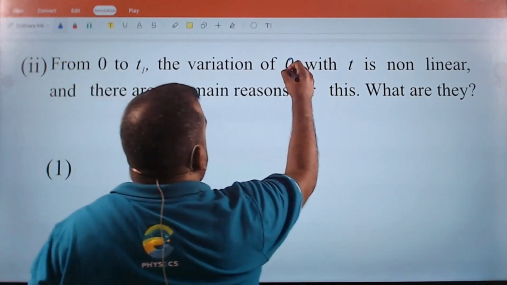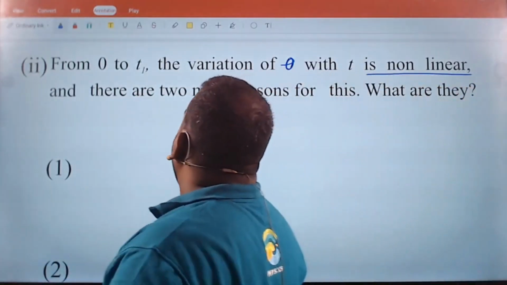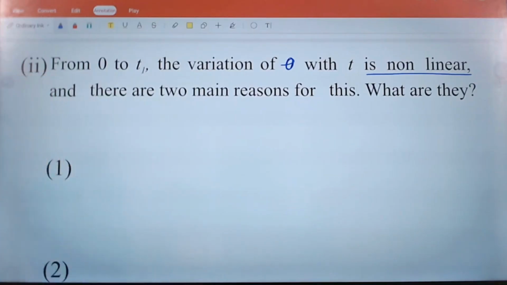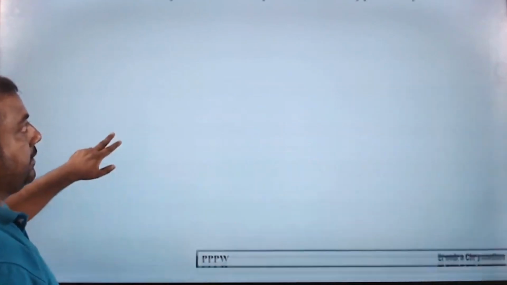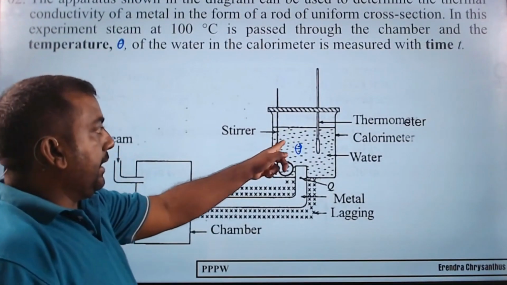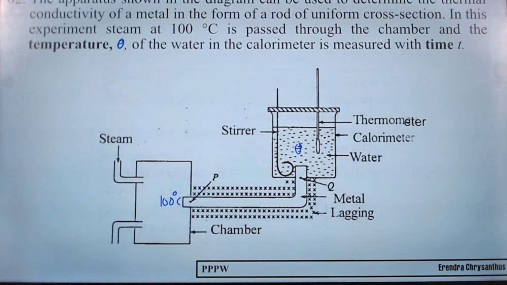Okay. Right. From 0 to T1, the variation of temperature with time is non-linear. There are two main reasons for this. What's happening? So, what's the reason? Why is it non-linear? Heat is being lost to the environment from the beaker and the water. That is one.